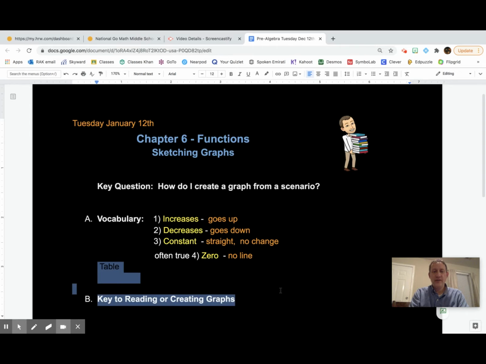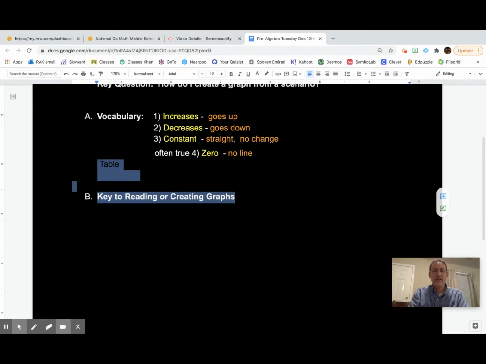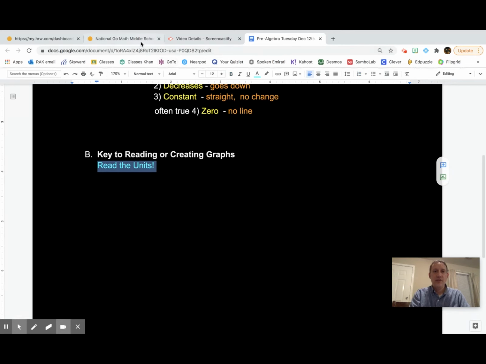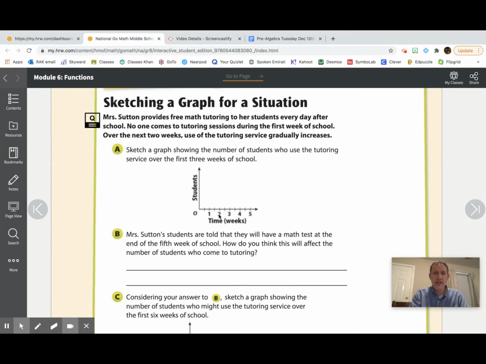Okay, so we are going to look at reading graphs. But first, I want to point out one key thing you always need to remember. Always remember to read the units. So over here, we can see that we have units, time, and then units of students. So down here, that's time in weeks, and that's our x-axis. And in here is students, that's the number of students. But it doesn't give us any numbers here. It doesn't matter. We're just looking at the general pattern.